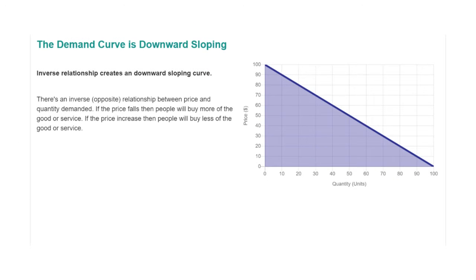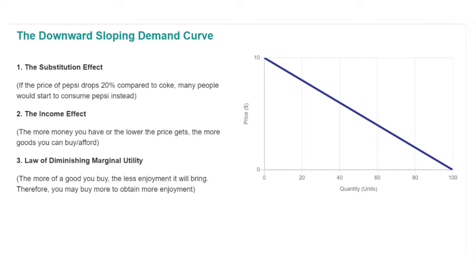The demand curve is downward sloping. This is the result of an inverse relationship. There's an opposite relationship between price and quantity demanded. If the price falls, then people will buy more. If the price increases, then people will buy less. It's intuitive, so you'll always notice that the demand curve is downward sloping. And this is for 3 significant reasons that we're going to go through.